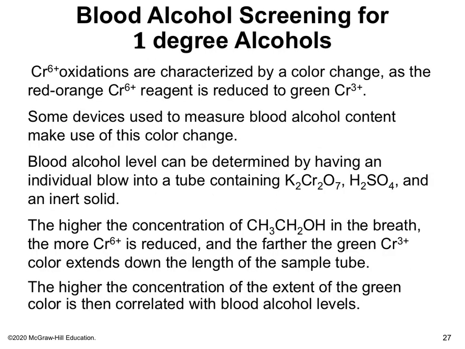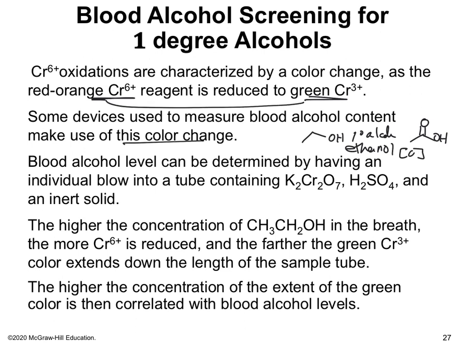This is showing you the chromium goes from orange to green. This is what's used in a breathalyzer. So if you breathe into a breathalyzer, the active ingredient is ethanol in beer and alcohol that people drink. And this is a primary alcohol. And so this does a Jones reagent and it oxidizes it all the way to the carboxylic acid. And so this is being oxidized and then this is being reduced.